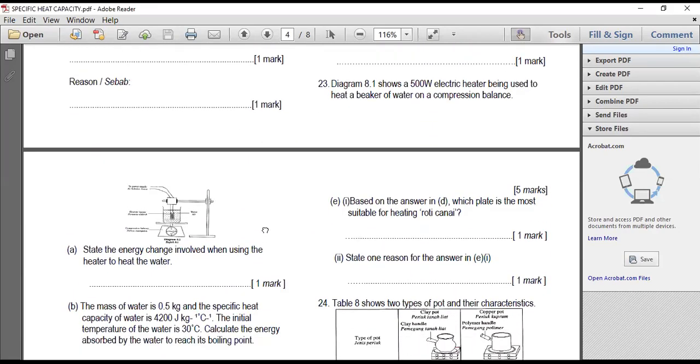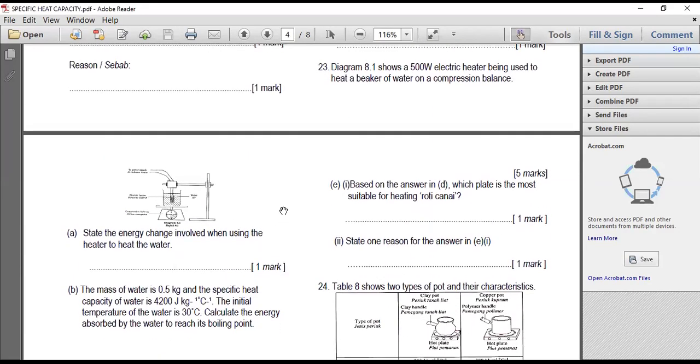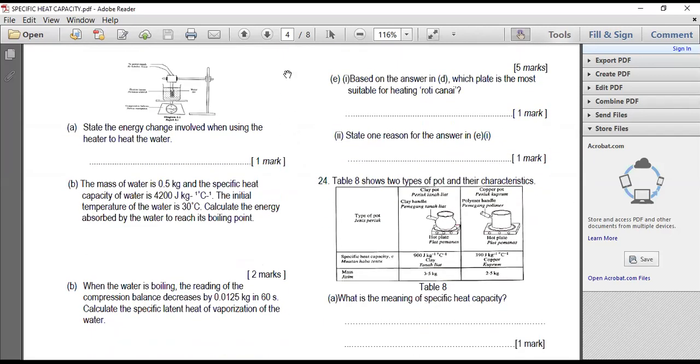Now we look at 23. Diagram 8.1 shows a 500 watt electric heater being used to heat a beaker of water on a compression balance. State the energy involved. So the energy change when using the heater is electric energy to heat energy.